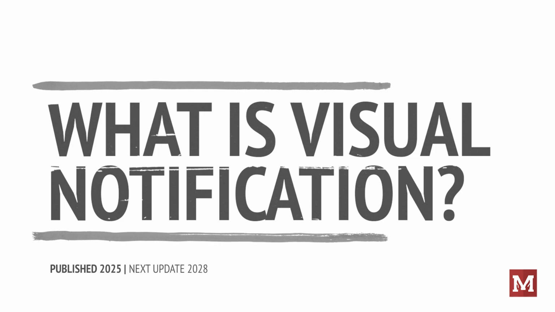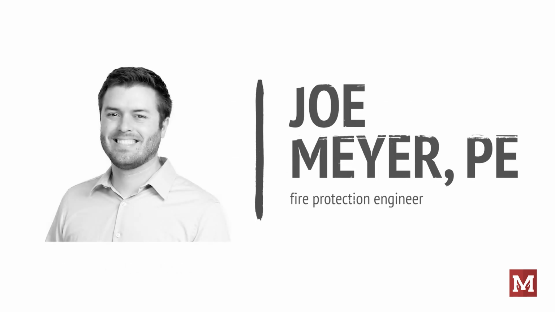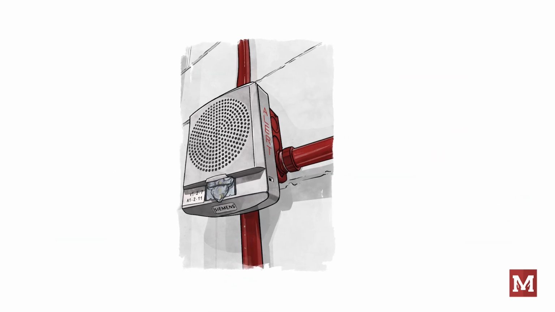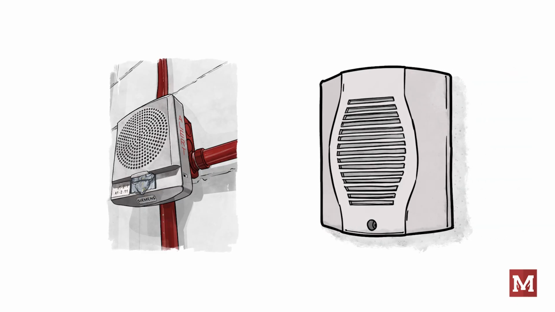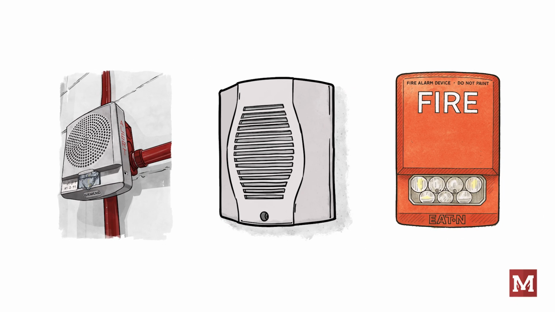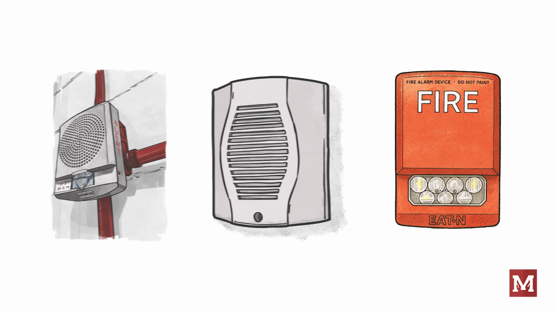What is visual notification? In our last segment, we talked about notification in general and where we provide it. Notification is the output, the alert to hopefully inspire some action in our building occupants. We have audible output, which is the sound that alerts us to a fire event. Then we have visual notification. Let's talk more specifically about visual notification, which is where we'll spend much of the rest of this series.